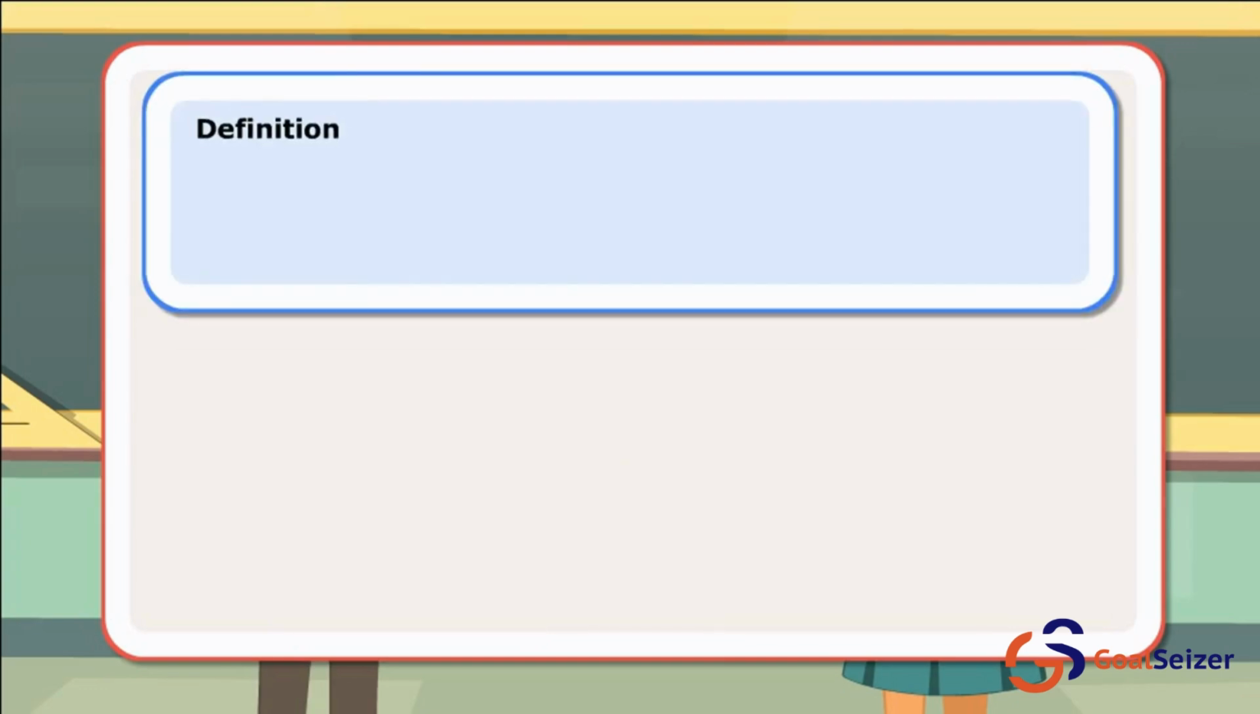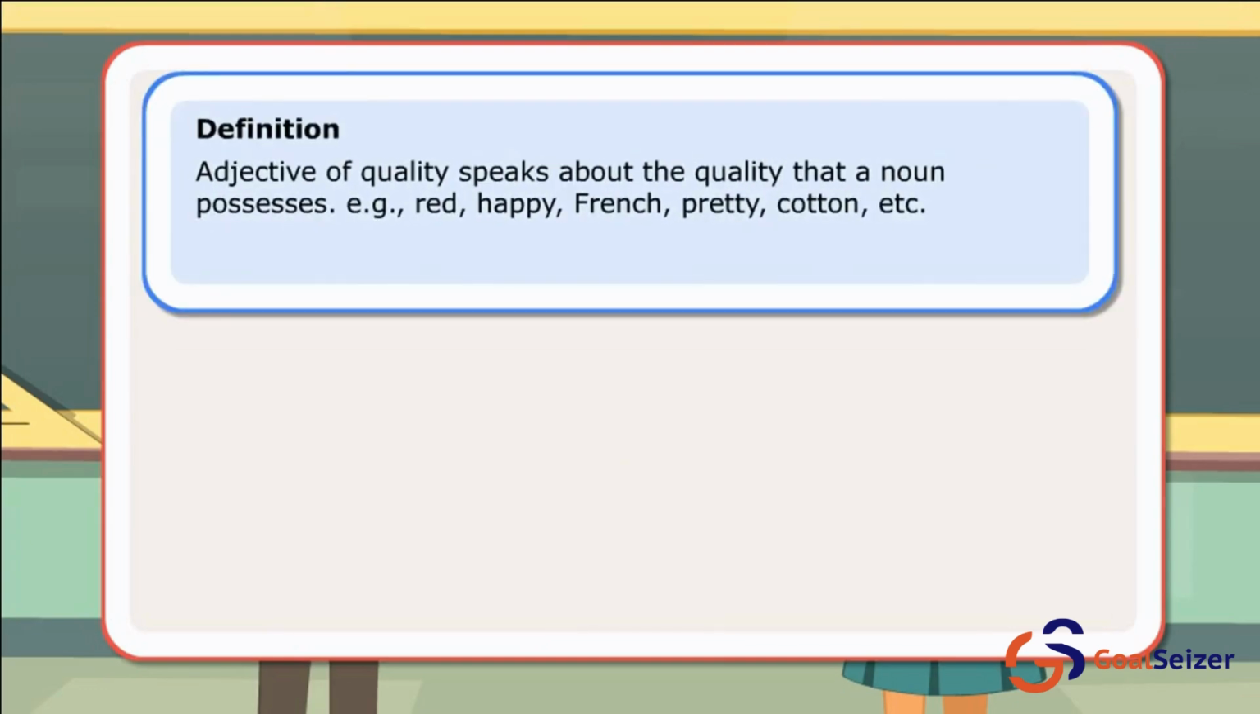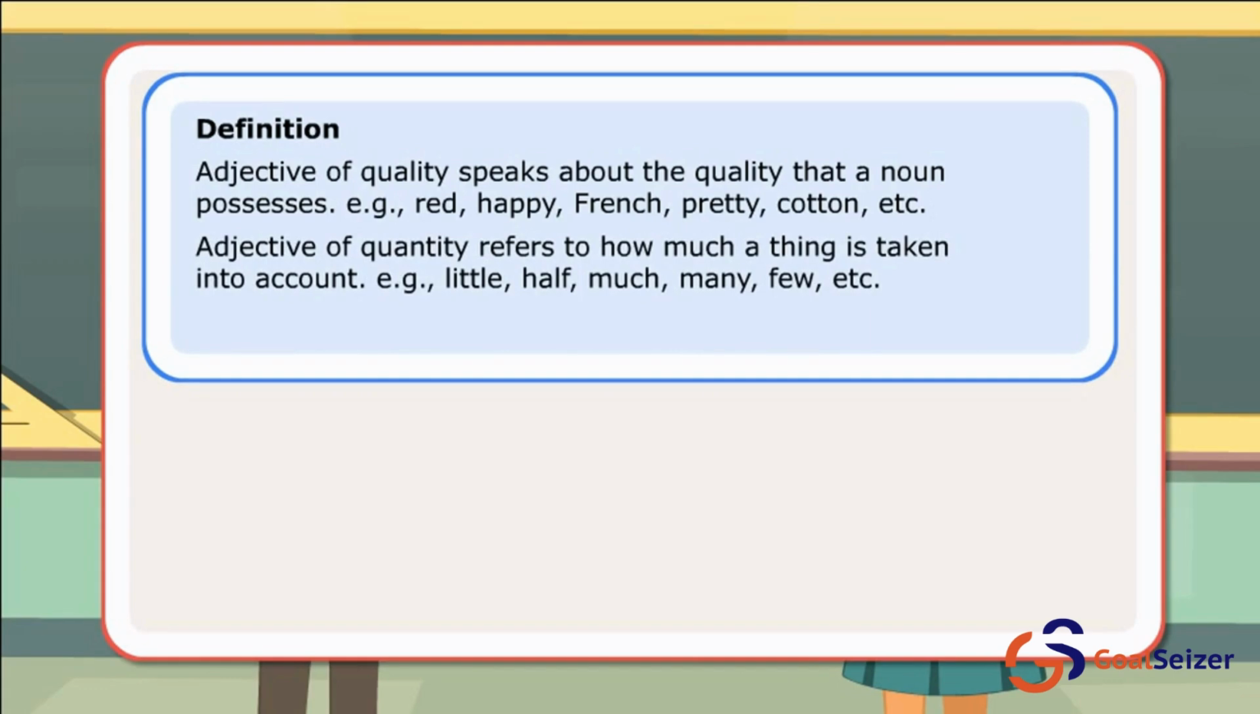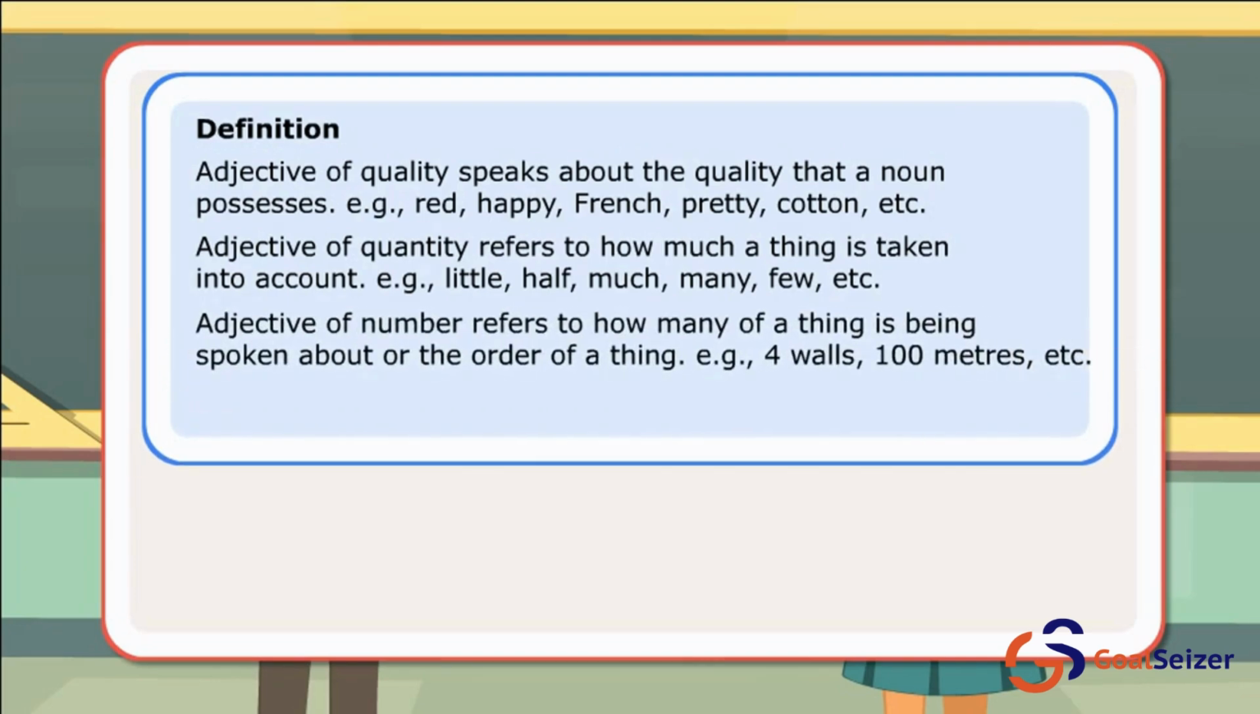Definition. Adjective of quality speaks about the quality that a noun possesses. Adjective of quantity refers to how much of a thing is taken into account. Adjective of number refers to how many of a thing is being spoken about or the order of a thing.